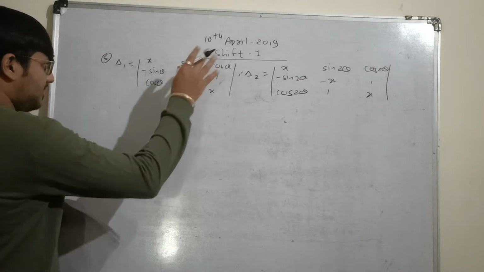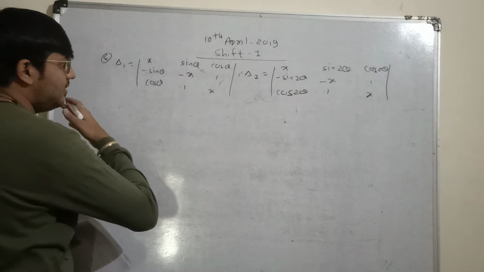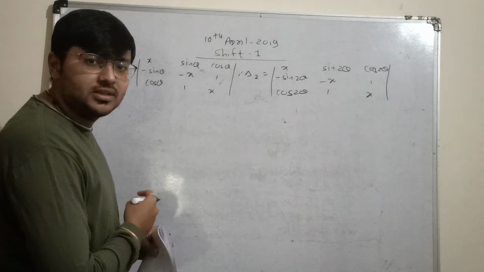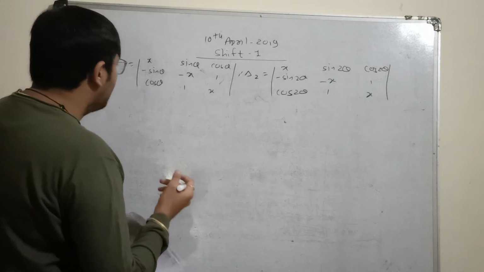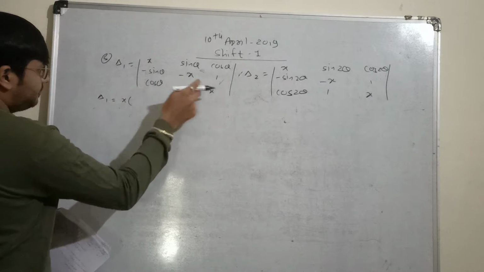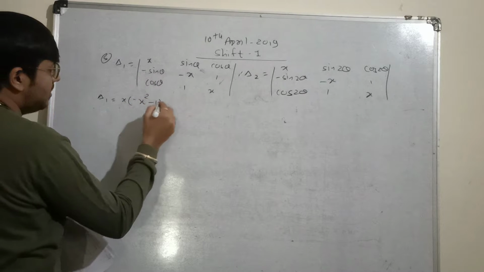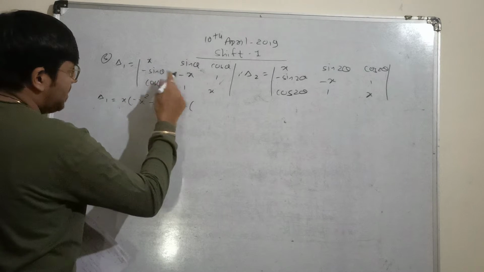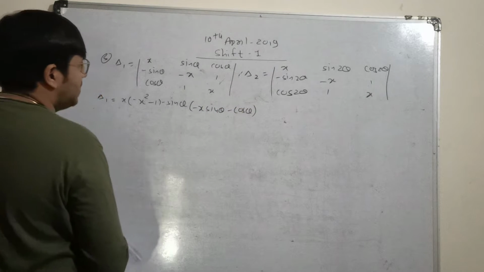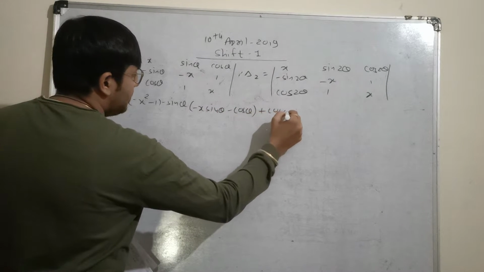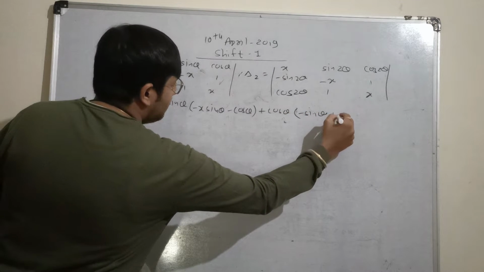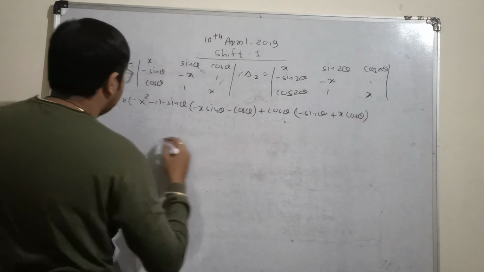So I'll just directly expand the determinant because I don't have any way to solve the determinant by using the zeros. So let's just give the direct expansion. So it will be x into minus x square minus 1 minus sin theta into minus x sin theta minus cos theta and plus cos theta into minus sin theta plus x cos theta.